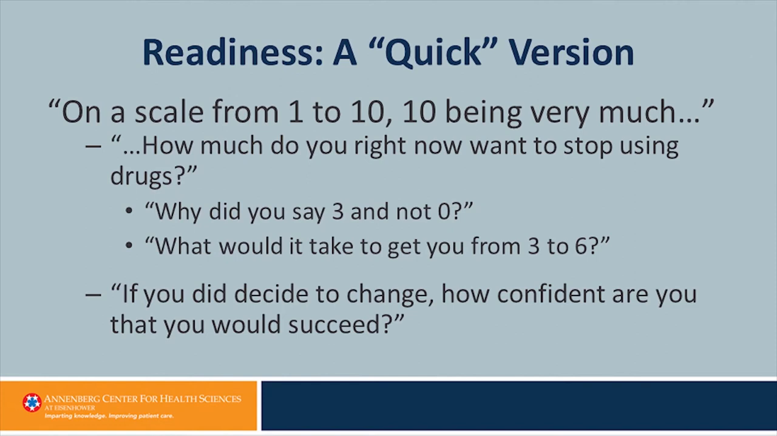Readiness for treatment is important to assess, and a quick way to do this is to ask someone on a scale from 1 to 10, 10 being very much, how much do you right now want to stop using? And if the person, for example, 10 being very much and 1 being 0, the person says 3, for example. The question that we naturally want to ask is, why are you not a 10? But that's not the question that should be asked. The question should be asked is, why are you not a 0?